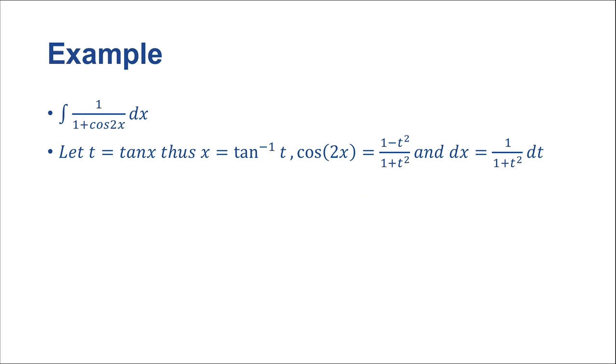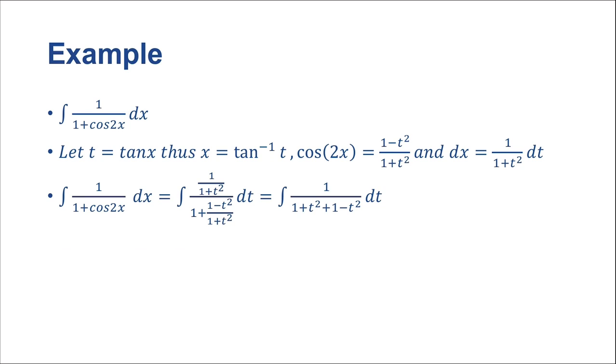Okay, so let's have a look at where this takes us. So we're going to replace everything where we see an x with a t. So notice how I'm finding what x equals, I'm finding what cosine of 2x equals, and I'm finding what dx equals, because I'm replacing everything with an x in there with a t. So this gives us the integral of 1 over 1 plus cosine of 2x dx is equal to the integral of 1 over 1 plus t squared over 1 plus 1 minus t squared over 1 plus t squared dt.